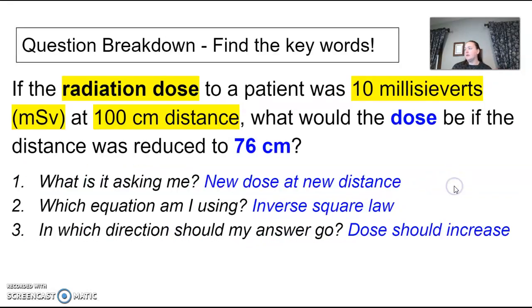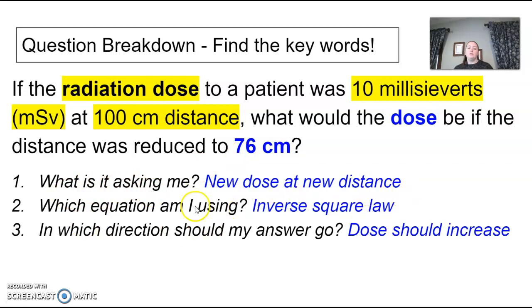So let's go to the next slide, and I'm going to show you how to break this question down. You have to find the key words. I highlighted radiation dose. So instantly I know this is probably an inverse square law question because it's asking me about radiation dose. It's giving me an original dose of 10 millisieverts at a distance of 100 cm, and it's asking me to find a new dose at a new distance.